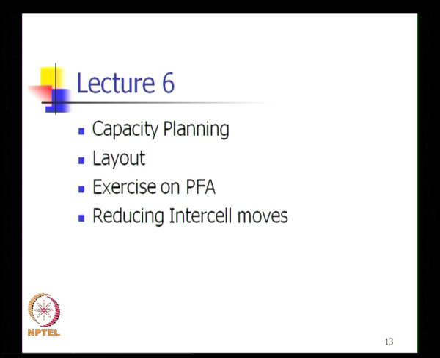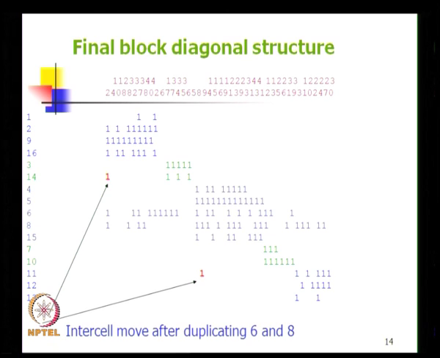Today's lecture we continue the discussion on production flow analysis. In the last lecture we completed the exercise of creating machine cells and part families for a 16 by 43 matrix which had 16 machine types and 43 parts. We obtained a final solution like this, where we created 5 cells. This is one cell, second, third, fourth and fifth.